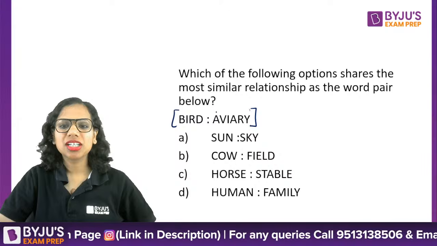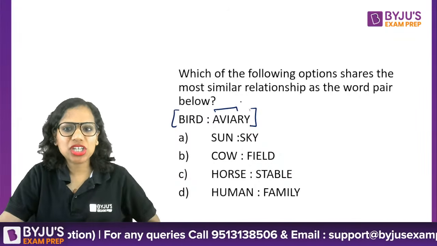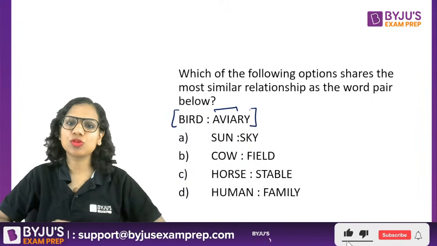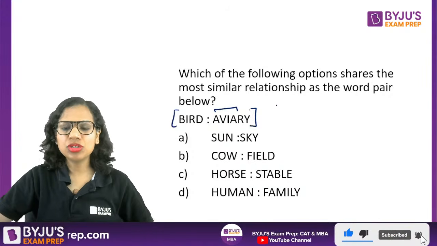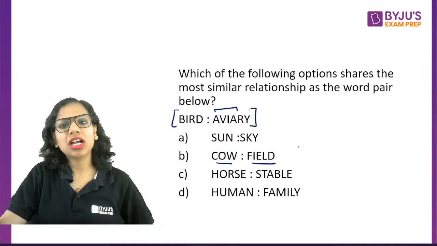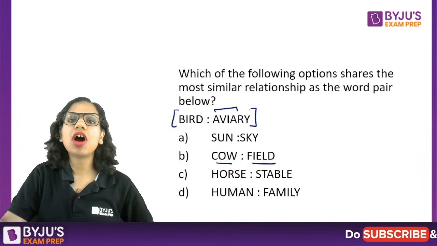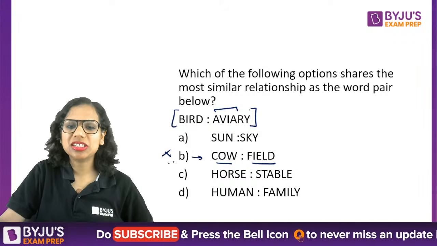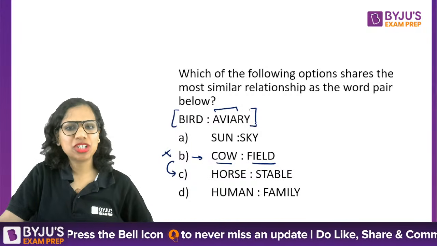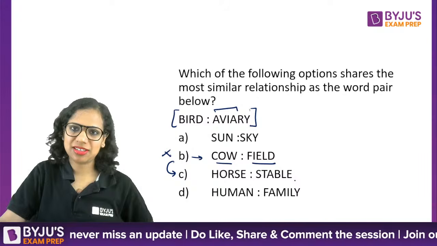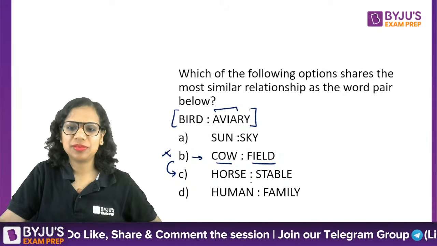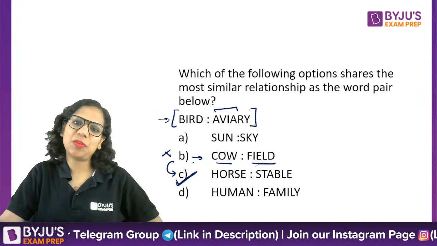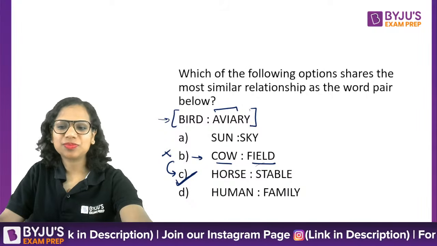So birds are kept in an aviary, right? What is an aviary? These are large cages in which birds are kept. You must have seen them in zoos, right? So a bird is kept in those. The cow is not kept in fields. The cow can graze in fields. A cow usually belongs to a farm, right? So this relationship is not as similar as this one. Just like birds are kept in an aviary, horses are kept in a stable, right? So C is more closely related to our given word pair as compared to B. Okay, C is the answer here.